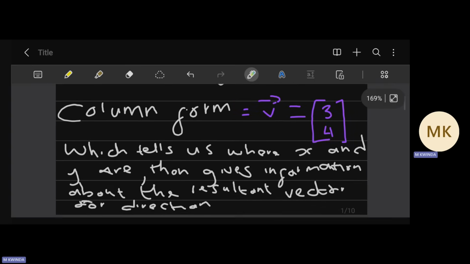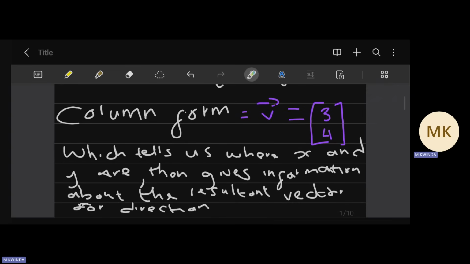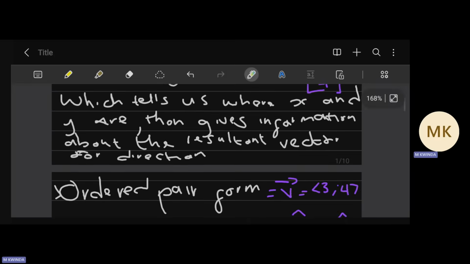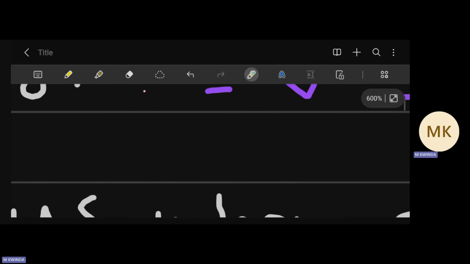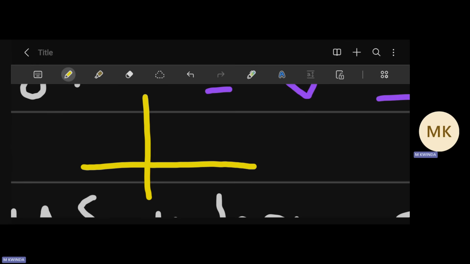This tells us where X and Y are, and from that information we can draw a resultant vector. For example, if you have a Cartesian plane like that, and you're told that X is 3 and Y is also 3, connecting the dots would be you drawing up a resultant vector.